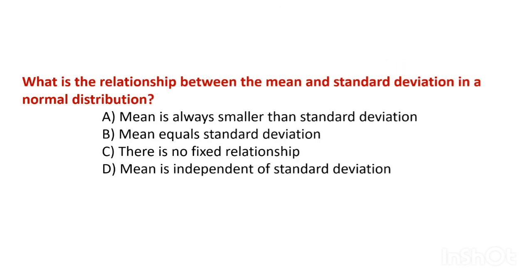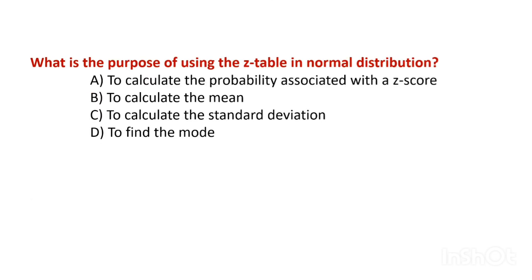So, what is the relationship between the mean and standard deviation in a normal distribution? The mean and standard deviation are independent parameters that define a normal distribution, but they are not mathematically related, so the correct answer is C, there is no fixed relationship between these two parameters.